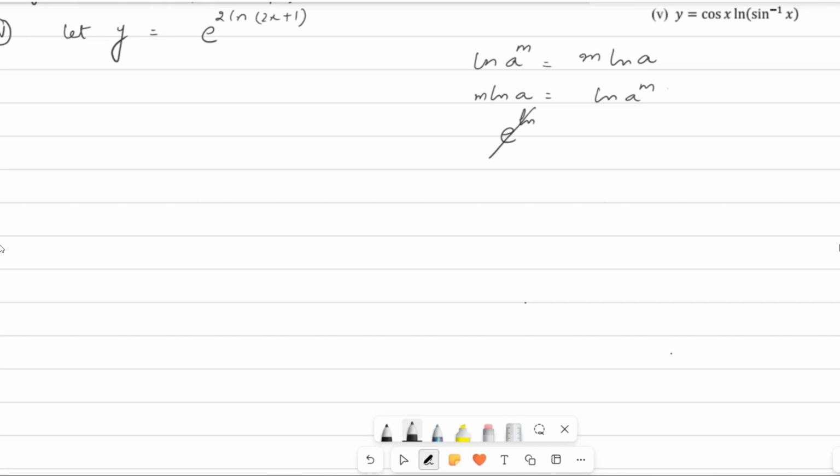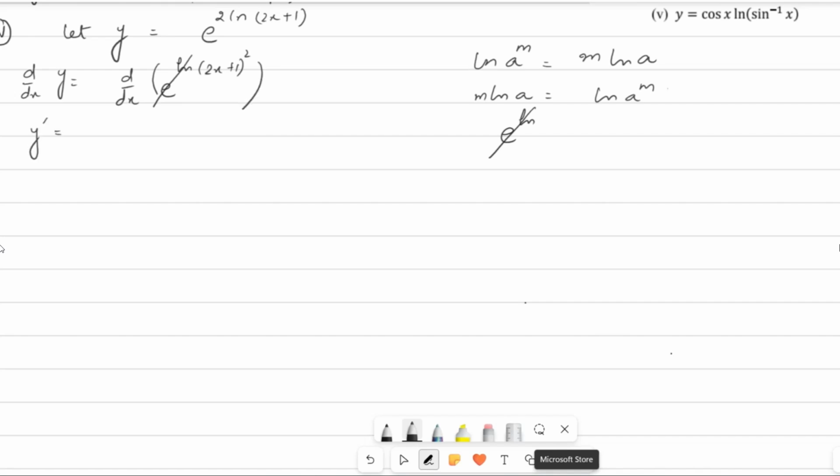So by taking ln on both sides of the equation, it can be written as ln of 2x plus 1 whole square. As ln is there, this square can become the power of 2x plus 1. And ln and e cancel each other.